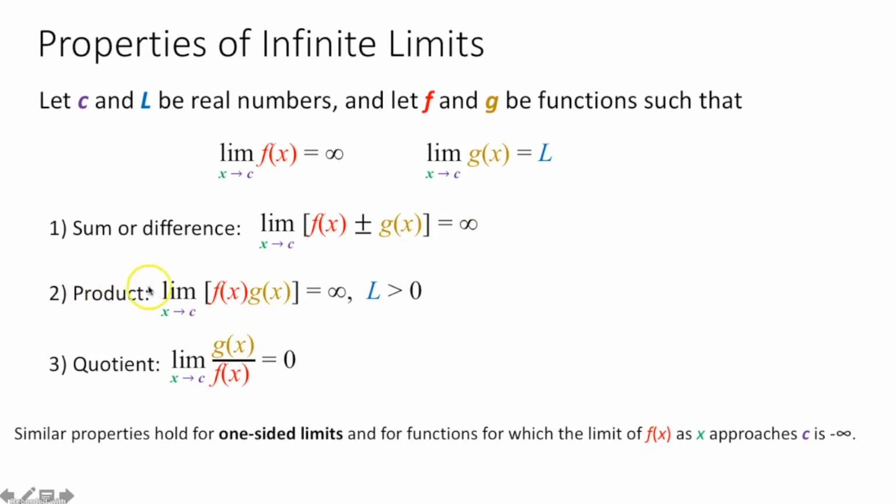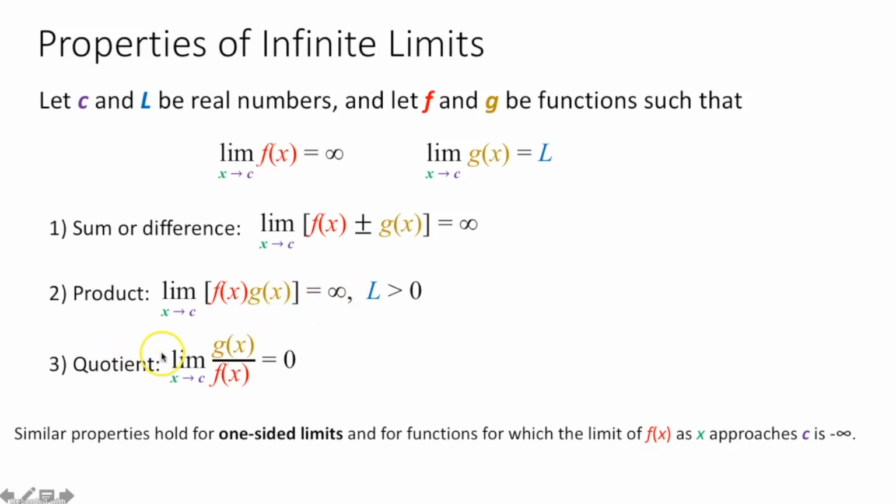Next, we have the product property. This says the limit as x approaches c of f of x times g of x is equal to infinity, so long as L is greater than 0. And this again makes sense. If you evaluate each of these limits separately, you end up getting the limit as x approaches c of f of x, which is infinity, times the limit as x approaches c of g of x, which is a positive number L, and infinity times a positive number is just infinity. If you were to change this to a negative number, it would just change this to negative infinity, right? Infinity times a negative number would be negative infinity.